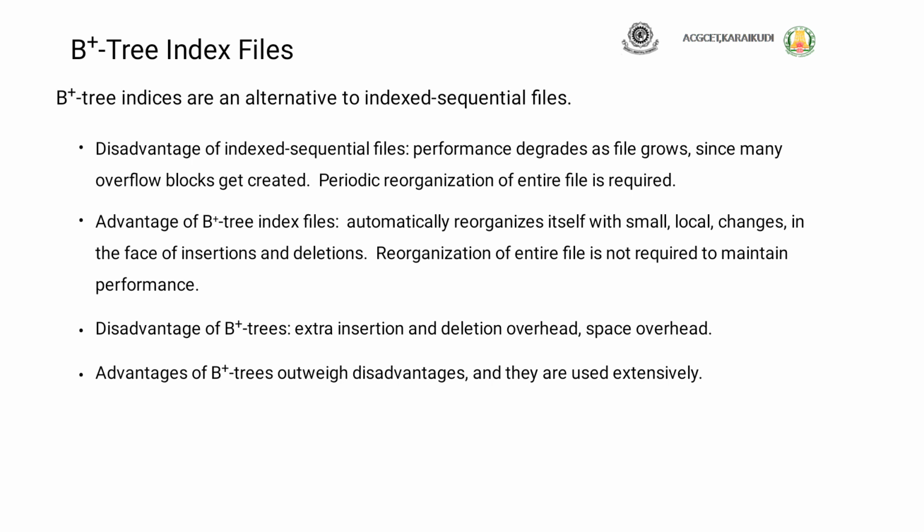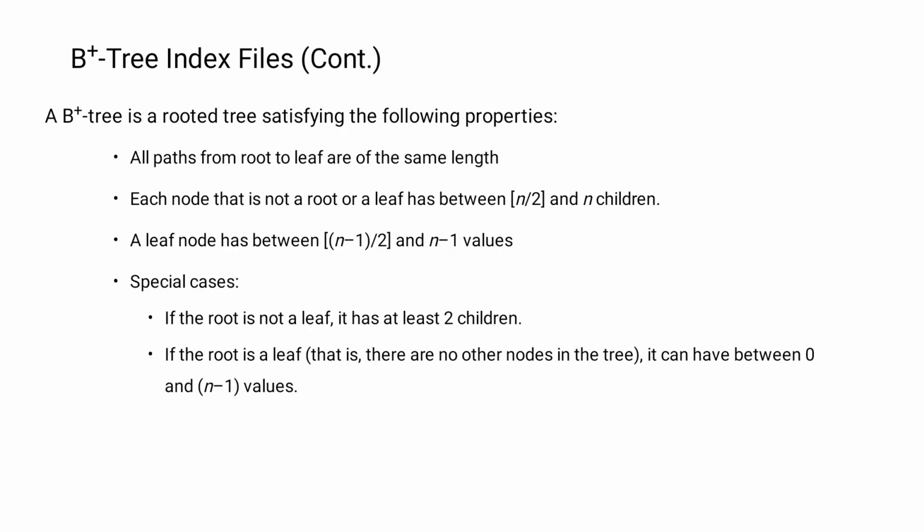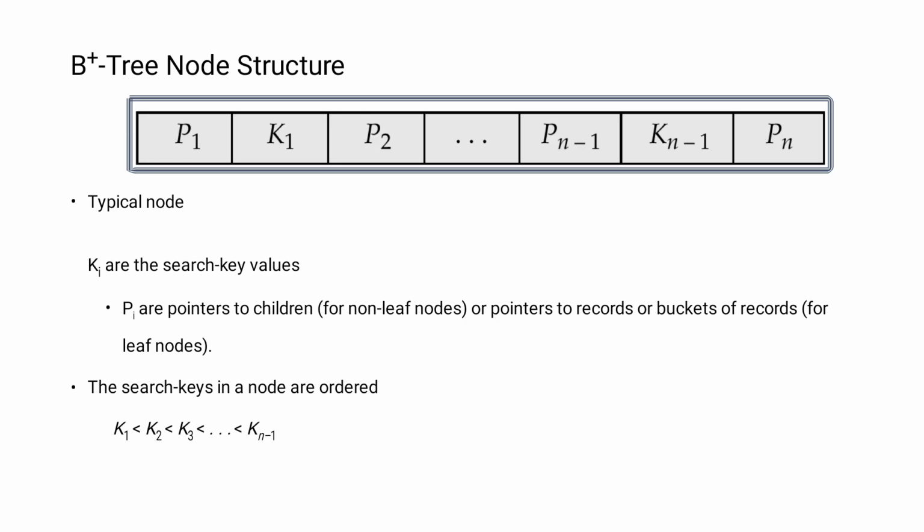The main disadvantage of the index sequential file organization is that performance degrades as the file grows, both for index and for sequential scans through the data. So we are moving to these B+Tree index files. This is the B+Tree node structure. This is the typical node of a B+Tree.